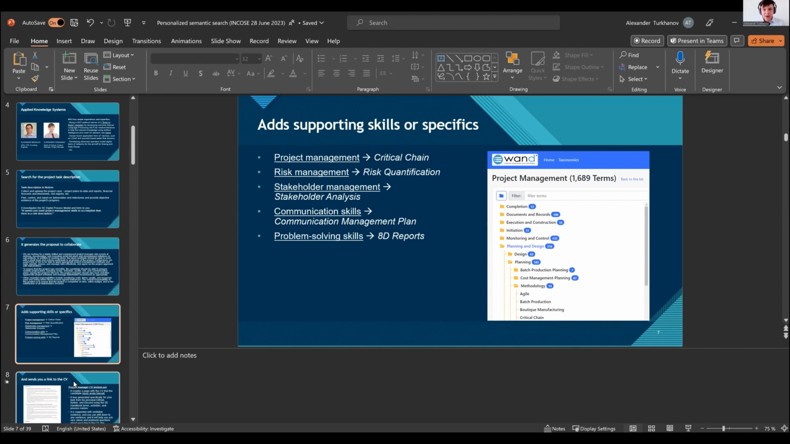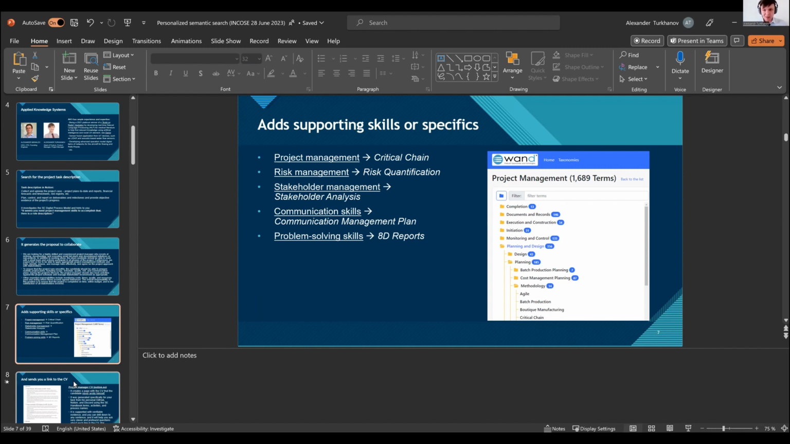We now collaborate with WAND, and WAND provides a lot of taxonomies, hundreds of them. And it goes, okay, we have a project management taxonomy, and it contains more than 1,000 terms. What areas of project management are you most interested in to manage this task? And I say, okay, it's not completion, it's not documents and records, it's not execution. Oh, it's planning and design. Show me that. And I don't need design, I need planning.